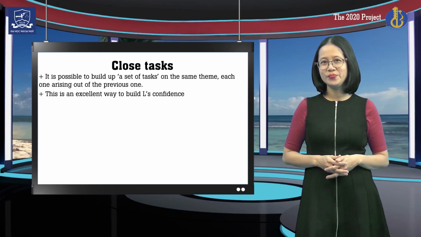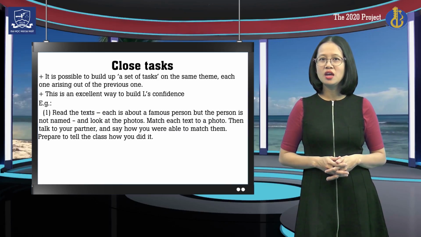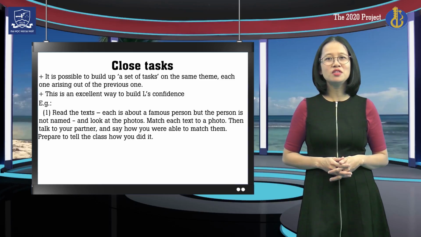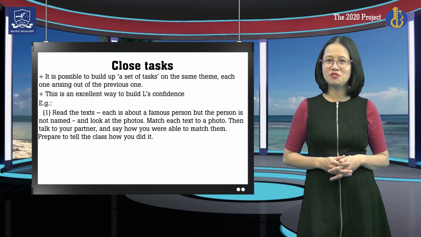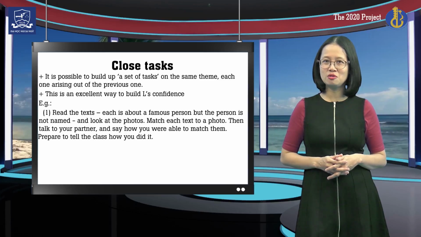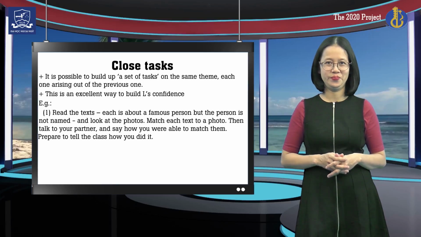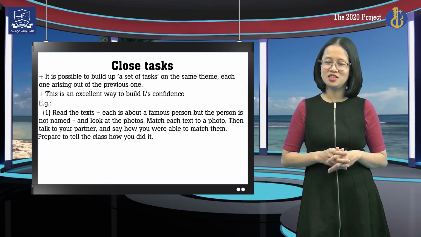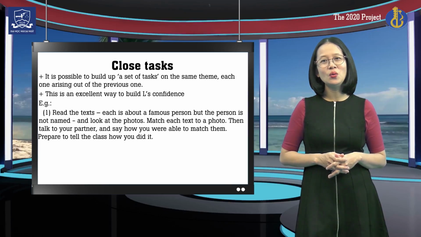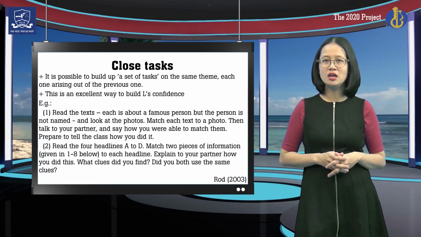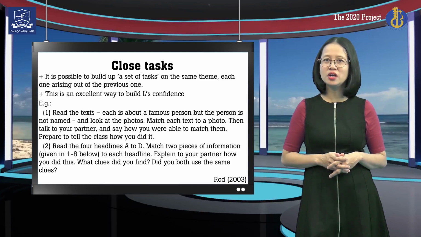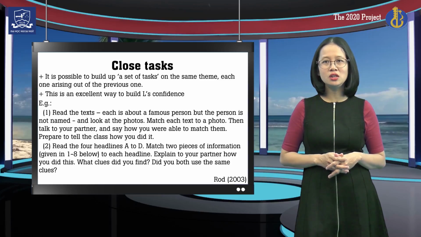Example activities are: number 1, read the text. Each is about a famous person, but the person is not named, and look at the photos. Match a text to a photo, then talk to your partner and say how you were able to match them. Prepare to tell the class how you did it. Number 2, read the 4 headlines A to D. Match 2 pieces of information given in 1 to 8 below to each headline. Explain to your partner how you did this. What clues did you find? Did you both use the same clues?